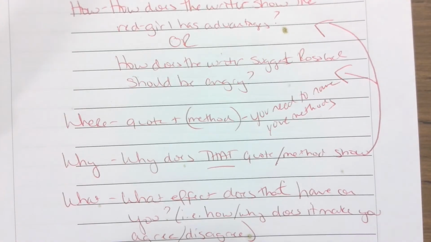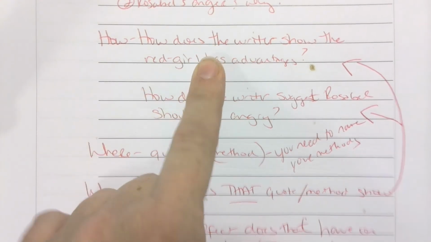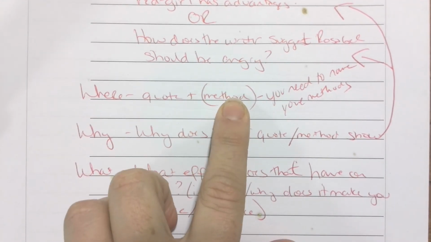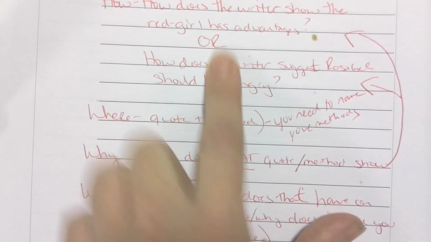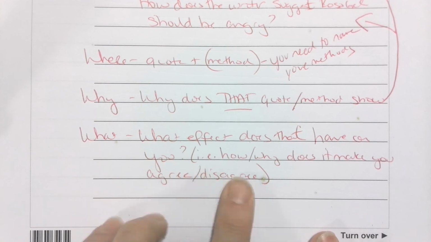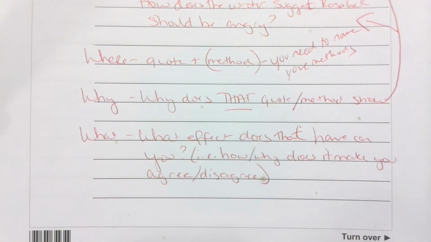Just remember, for each of your paragraphs, how does the writer do this? Where is this found? Plus your method. Why does that quote and method show your response to these questions? And how does that affect you? Why does it make you agree, or to some extent? So good luck.